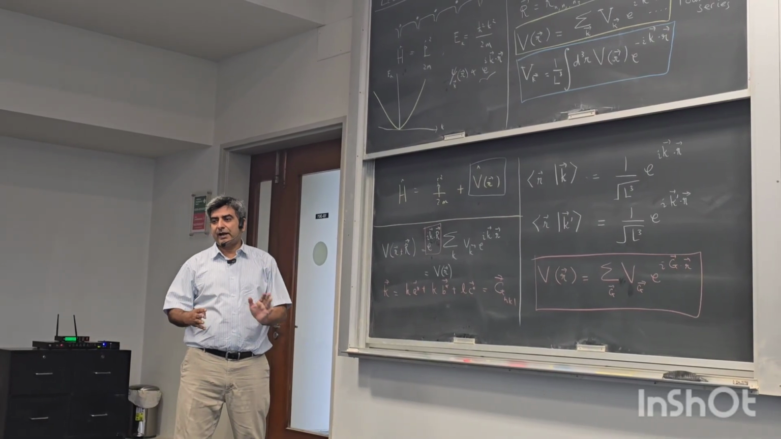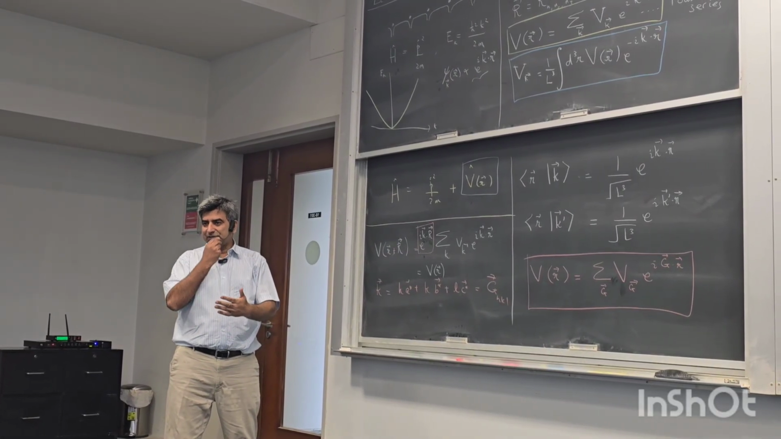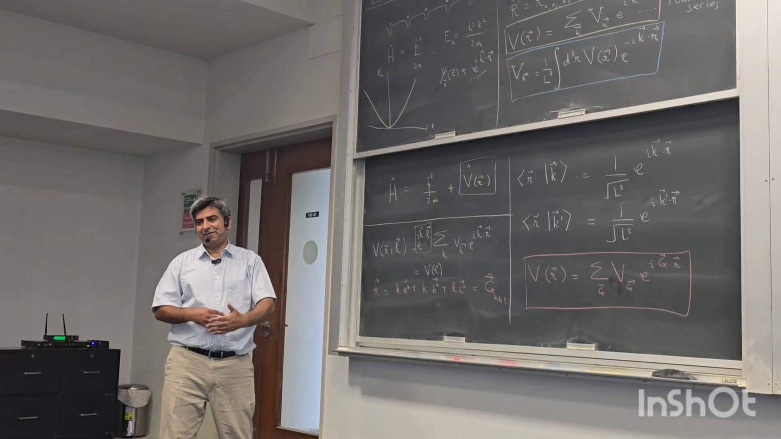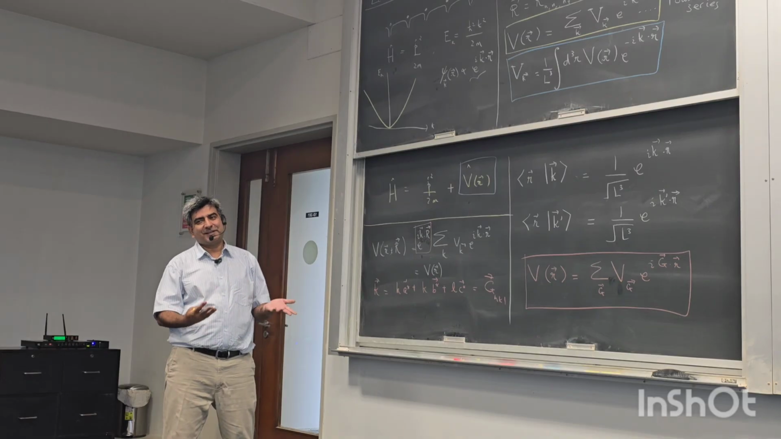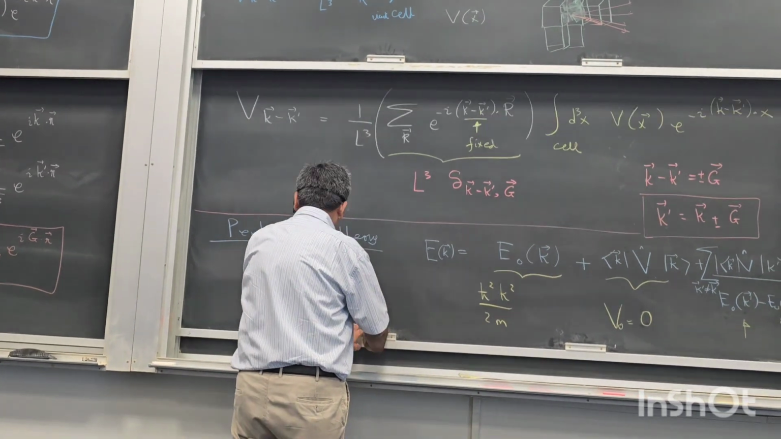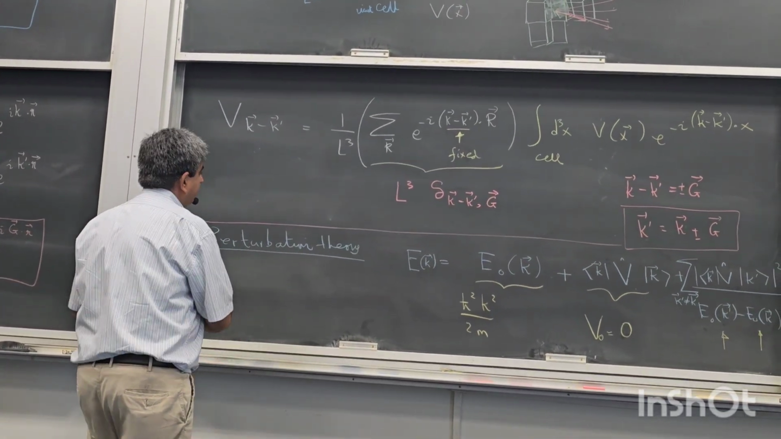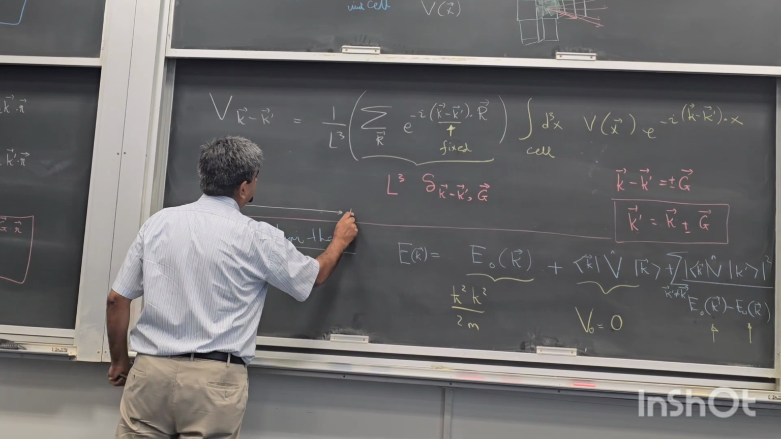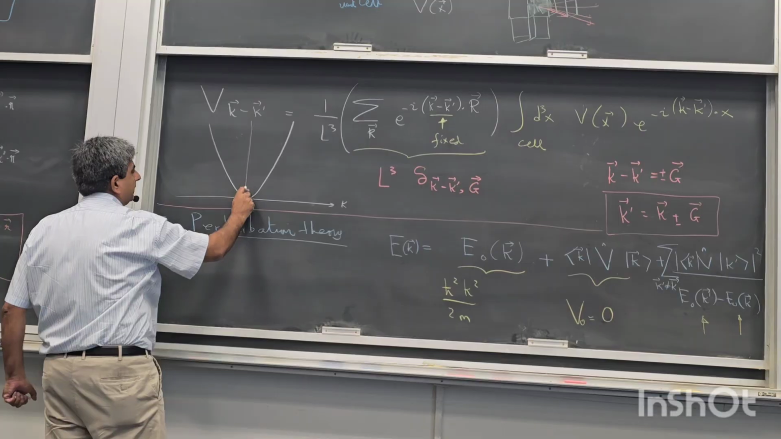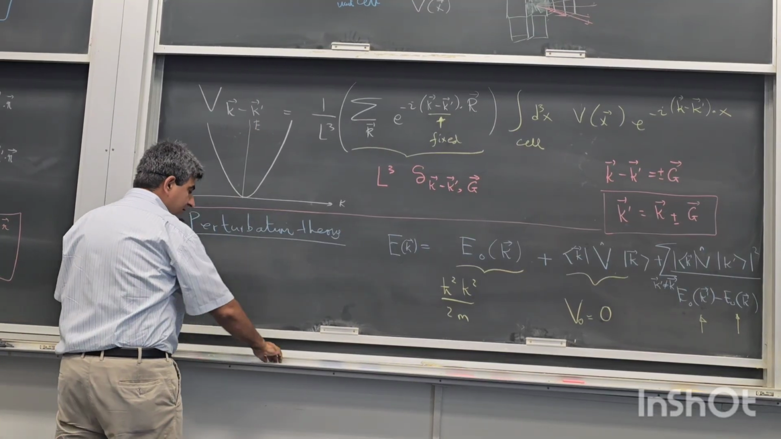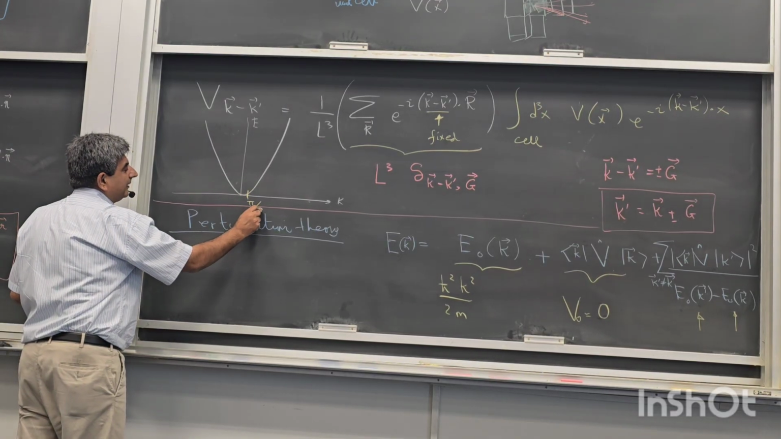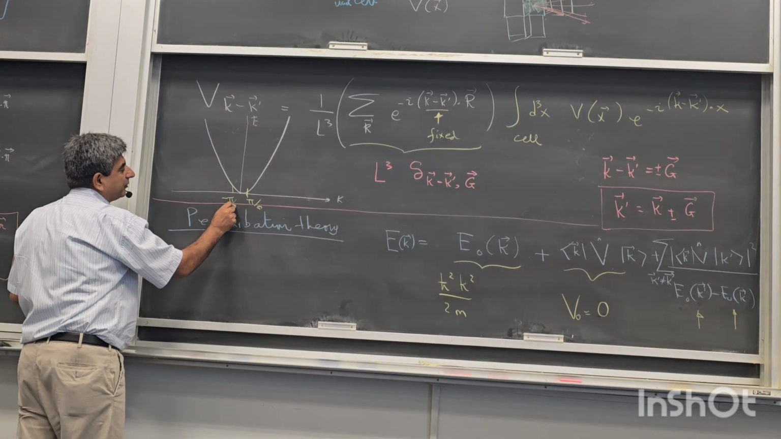They become equal if k prime equals k plus g and we are at a zone boundary. Do these energies become equal? So if I draw the dispersion relationship again, k, this is E. Suppose I am focusing on one dimension at the moment. This is pi over A, and this position is minus pi over A.